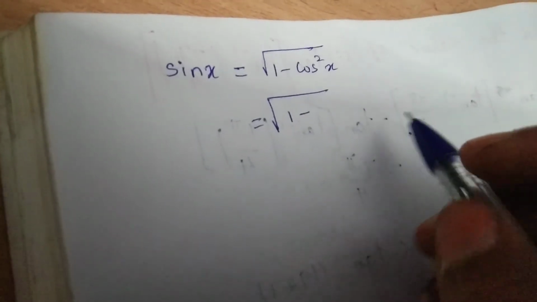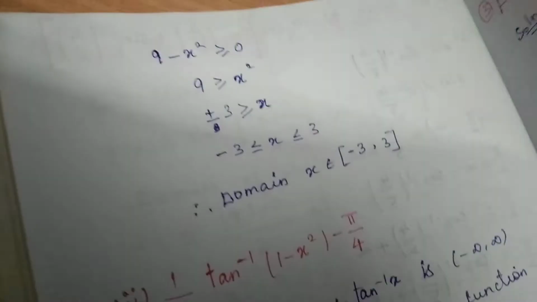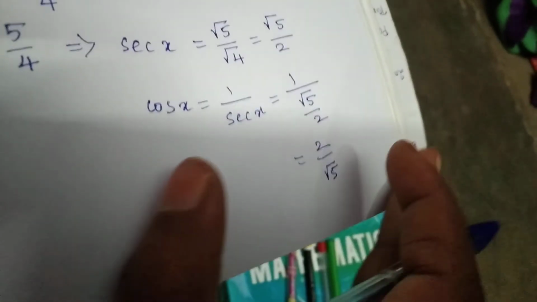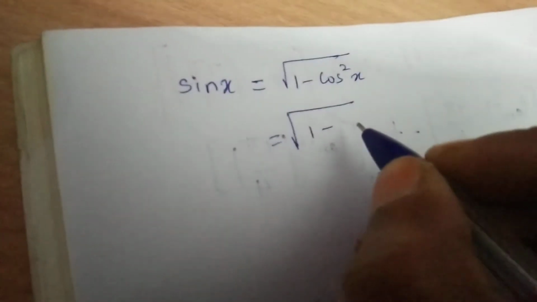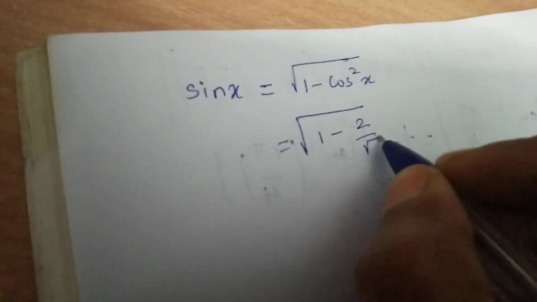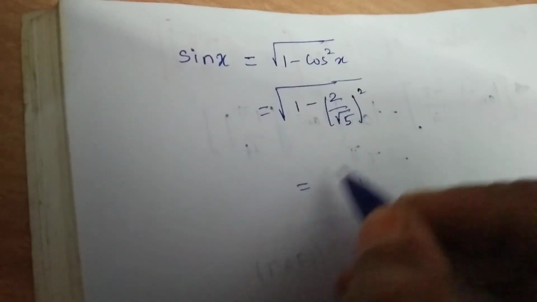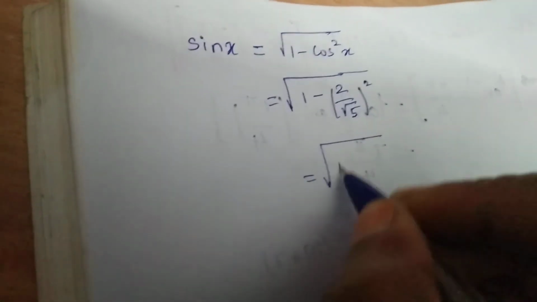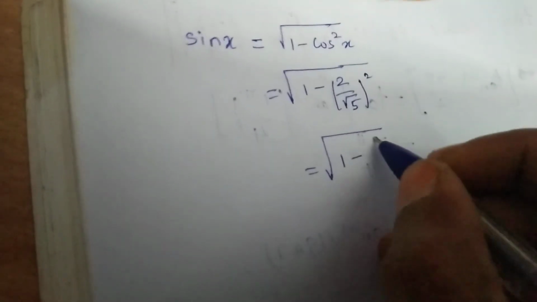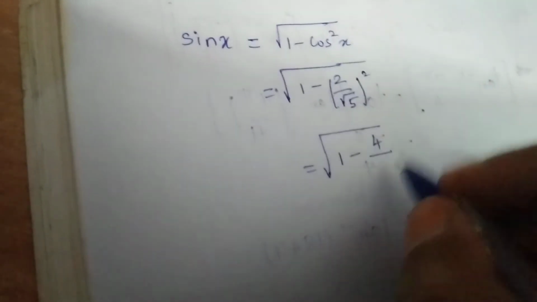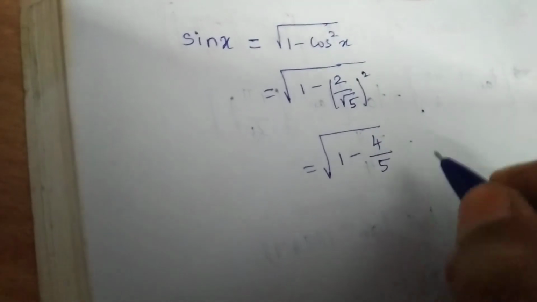Cos x is equal to 2 by root 5. Now we apply 2 by root 5 the whole square. Squaring the values, 1 minus 2 square is 4, and root 5 squared cancels off, so we get the value as 5.